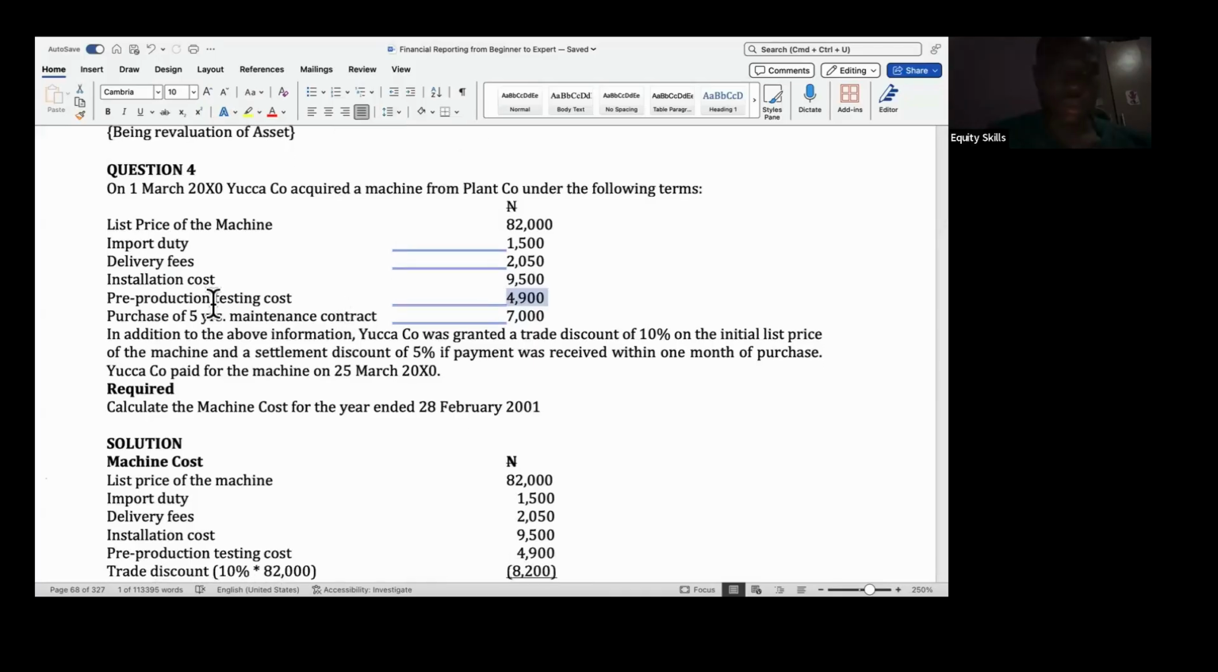Okay, so good contributions from both sides. Keep that up. So these will be capitalized. Then finally, purchase of a 5 years maintenance contract.